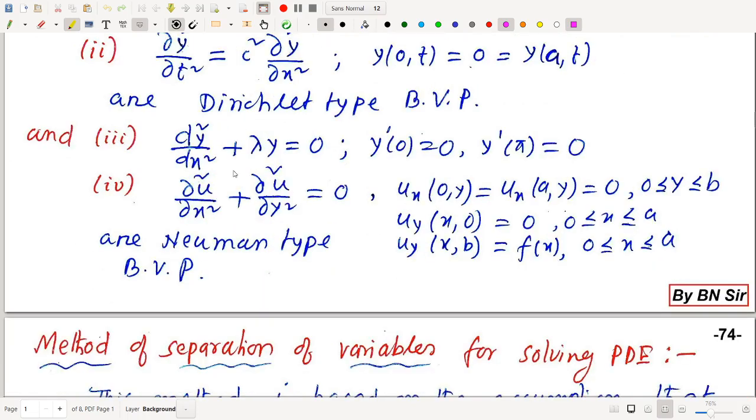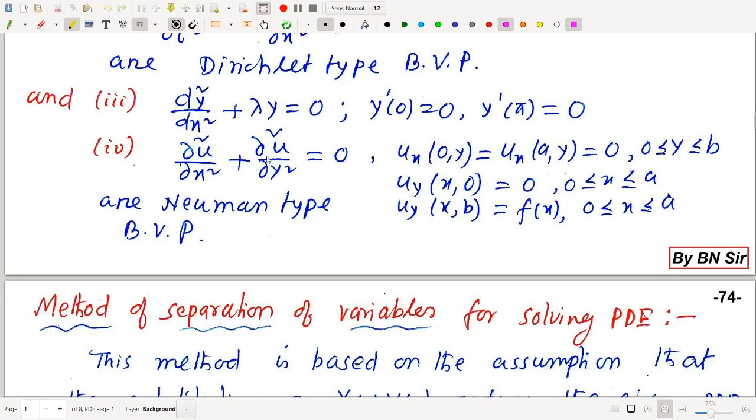And described by d²y/dx² + λy = 0 with the conditions y'(0) = 0, y'(π) = 0. The value of the derivative of the solution function at x = 0 and at x = π are both 0. So this is a Neumann type boundary value problem.